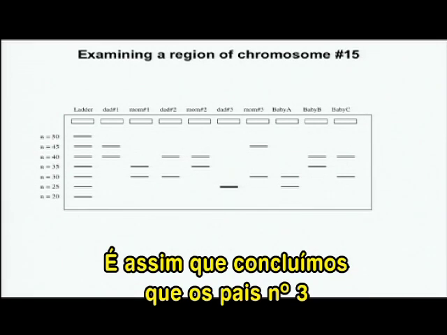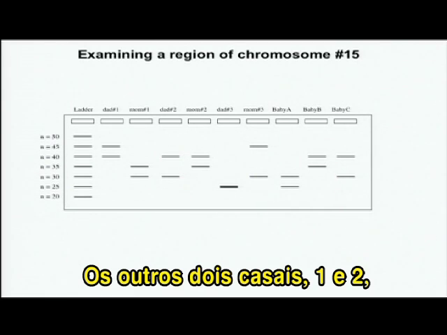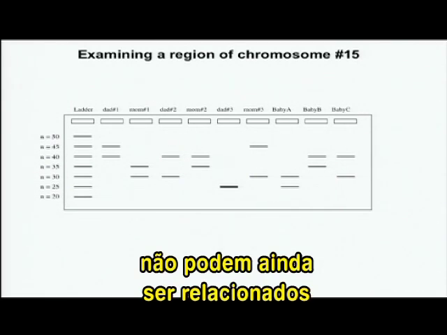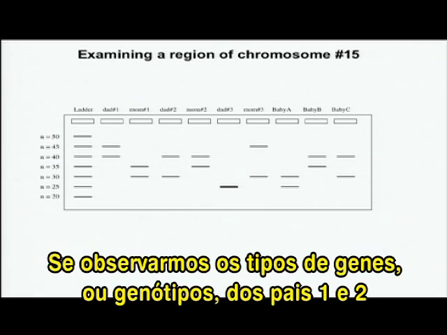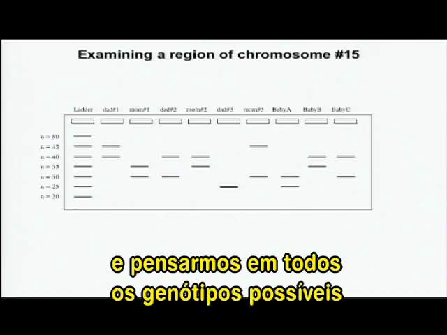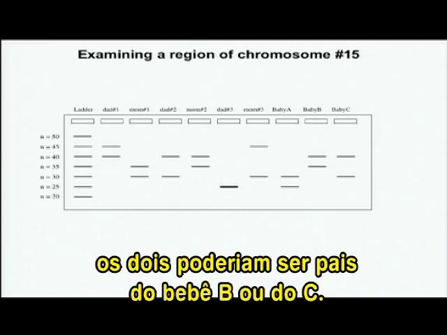That's how you can conclude that dad number 3, and therefore also mom number 3, goes with baby A. The other 2 parents, 1 and 2, actually cannot be matched at this point with babies B or C. And that's because if you look at the genotype of parents number 1 and parents number 2, and you think about all the different possible genotypes of children that they could have, they could actually each have either child B or C.